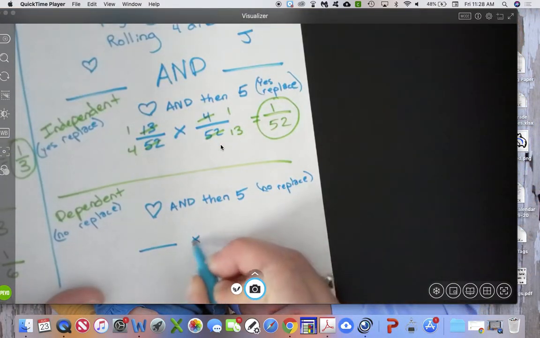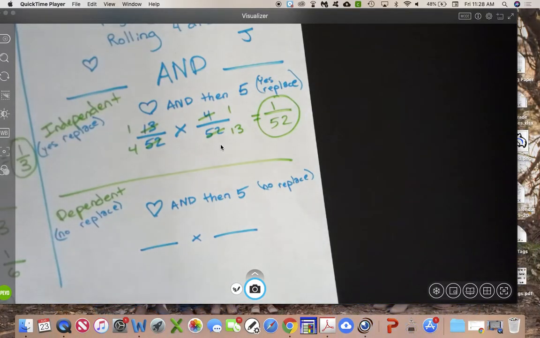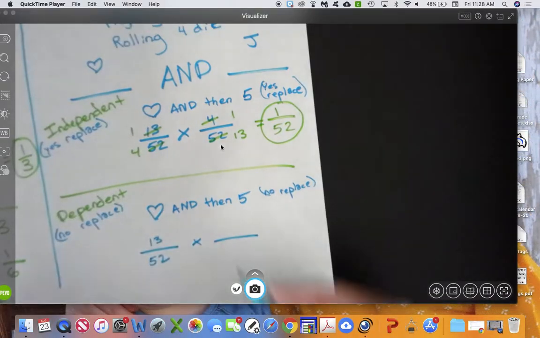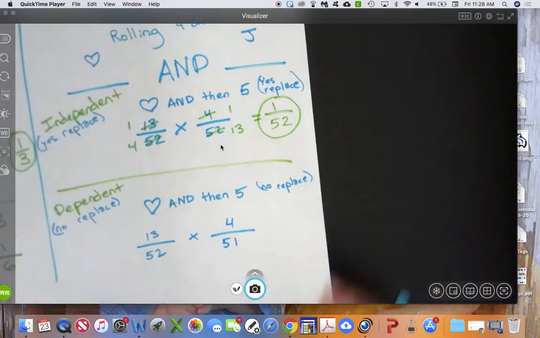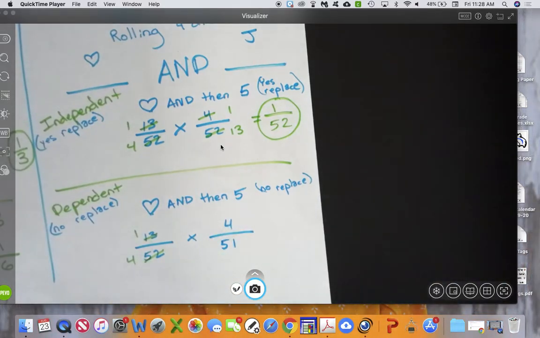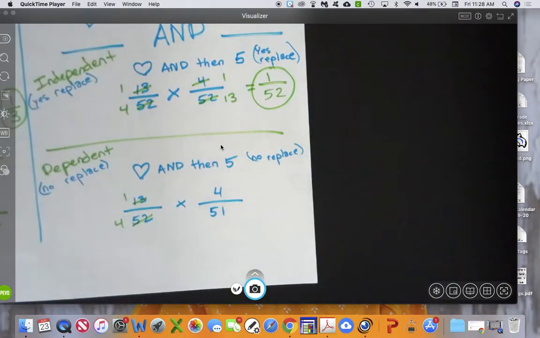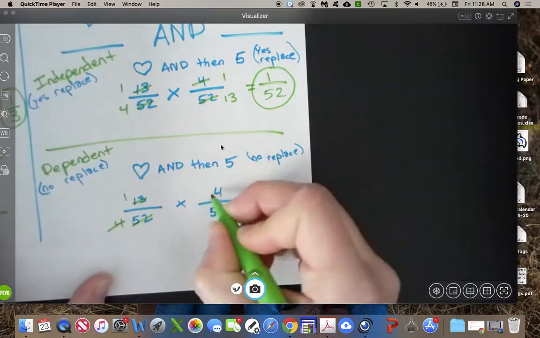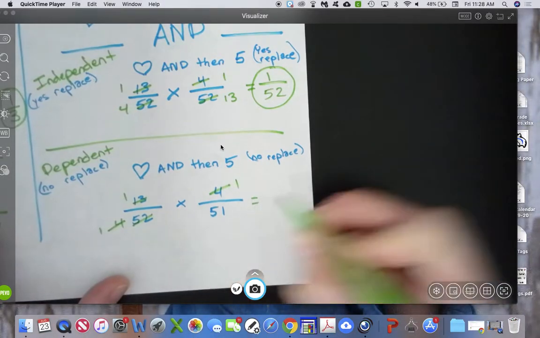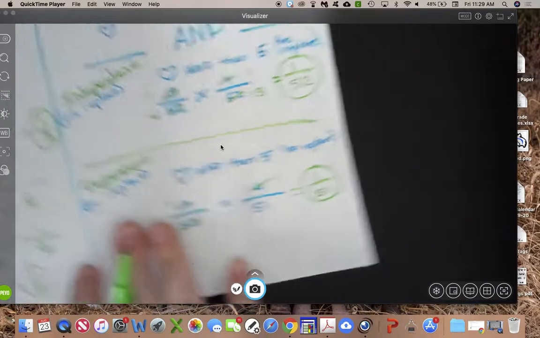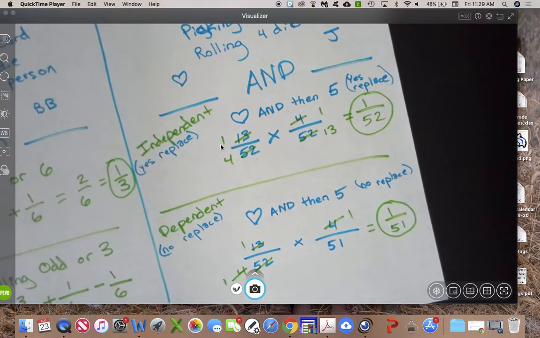All right, heart and then a 5, but we're not replacing this time. So we're still multiplying because we're doing two things. Heart was 13 out of 52. 5 is 4 out of 51. Okay? So 13 out of 52 is still 1/4. 4 and 51, will those cross out? No, but there's one more thing you can cross out. The 4s, right? You can cancel top and bottom or crossing each other. The 4s will cancel. So this guy will cross out with that one, 1 and 1. So he becomes 1/51. Does that make sense? So this is like your little flow chart that helps you. An or, doing two things, one thing.